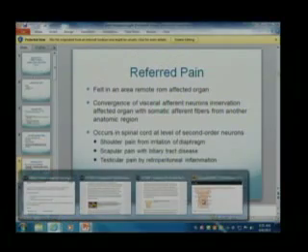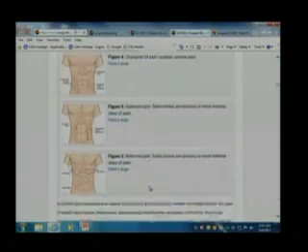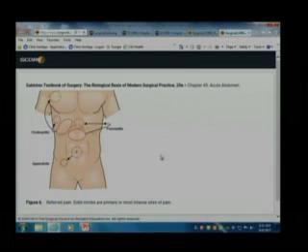And there's a figure. As we talked about, pancreatitis, referred pain in the epigastric region; cholecystitis, you may have pain in the shoulder region; appendicitis will then get referred to the right lower quadrant as well.